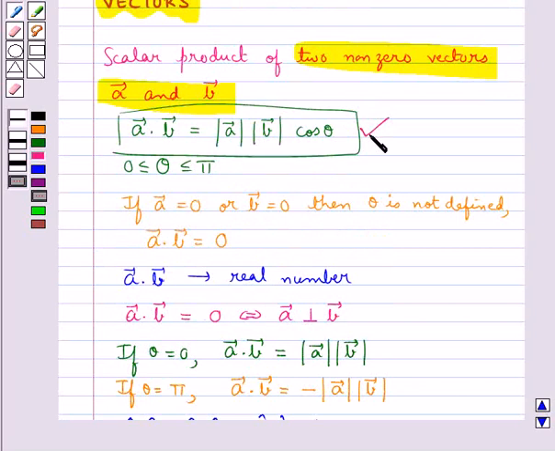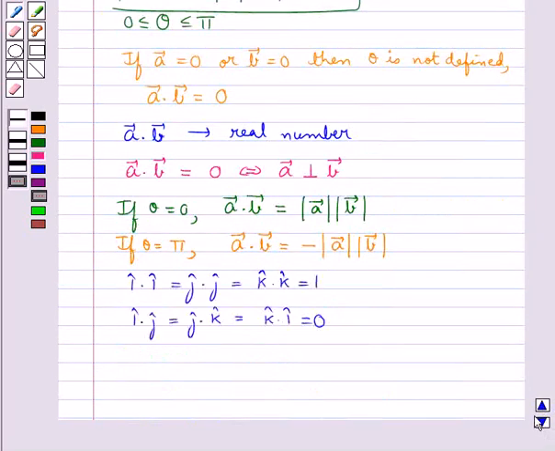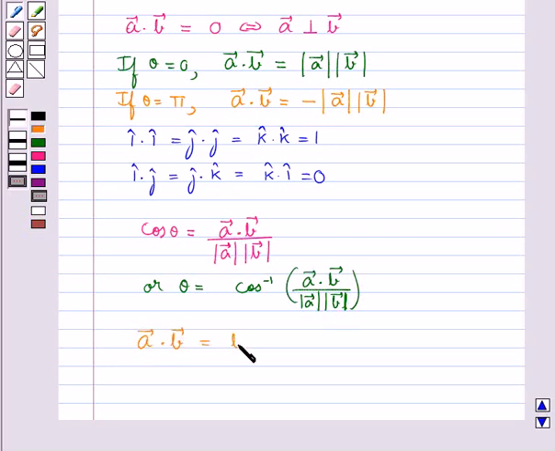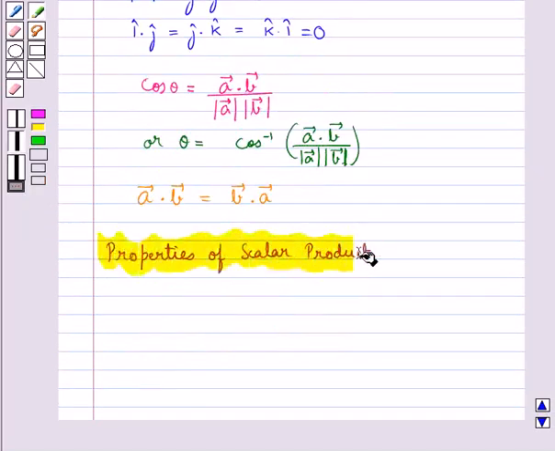And also from the formula of the scalar product, we see that cos theta is equal to vector A dot vector B upon magnitude of vector A into magnitude of vector B, or we get theta is equal to cos inverse of vector A dot vector B upon magnitude of vector A into magnitude of vector B. Also, scalar product is commutative, that is, vector A dot vector B is equal to vector B dot vector A. Now we shall discuss properties of scalar product.